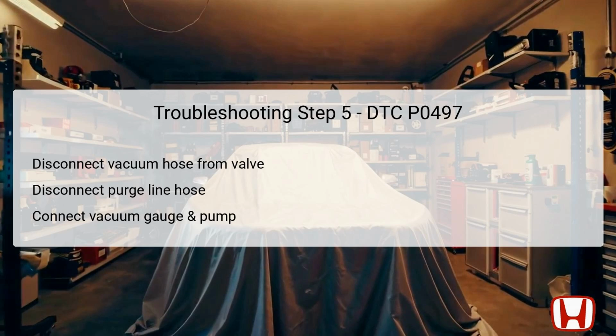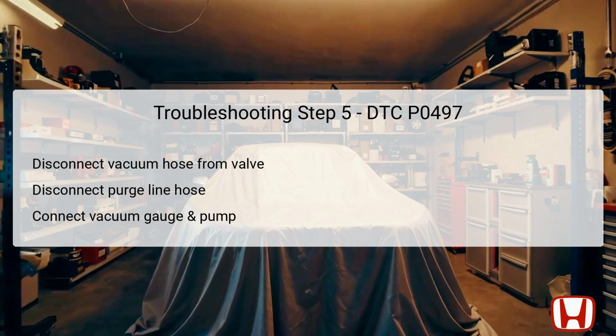In the fifth troubleshooting step, the focus shifts to the connections at the EVAP canister purge valve. This involves disconnecting the vacuum hose from the purge valve, which is a critical component that regulates vapor flow from the canister. Following this disconnection, the next action is to detach the vacuum hose from the purge line on the EVAP canister side. It is essential to ensure the hoses are handled with care to avoid unnecessary damage, as they are integral to the vapor flow system.